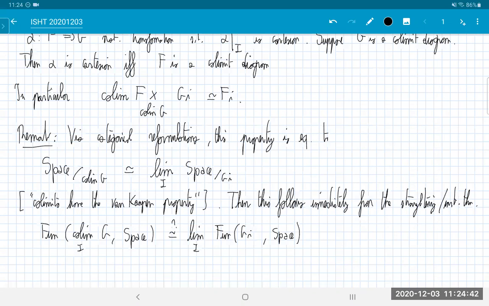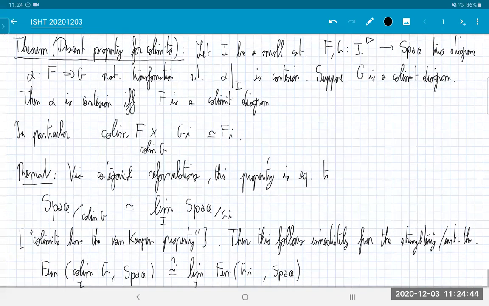Is there any way to see why it is not true in pointed spaces? Take your favorite example and it will fail, actually. You can see because in the colimit in pointed spaces, you are collapsing all the base points in the colimit to the same base point, right? That's how you compute the colimits in the pointed spaces. And that's what breaks this property.